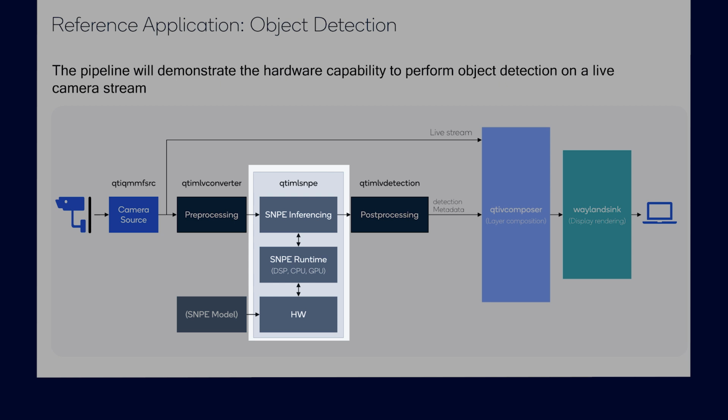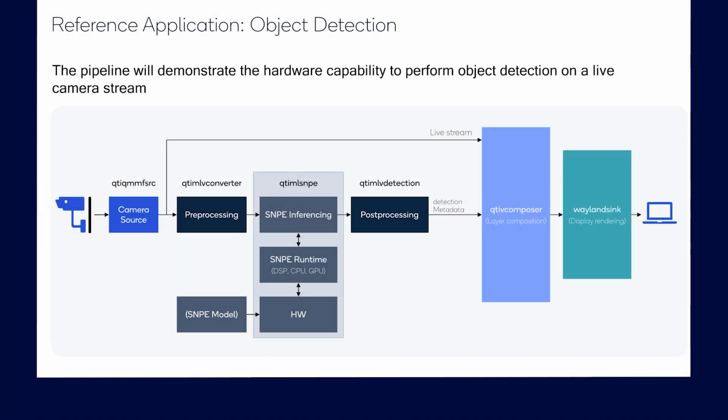The QTI ML Snappy plugin produces an output tensor that can be parsed by post-processing plugins such as QTI MLV Detection. Once you specify the model to be used, it can be loaded, and then the plugin gains access to the model's input and output capabilities. That includes information about the number of tensors, their dimensions, and then the data types.